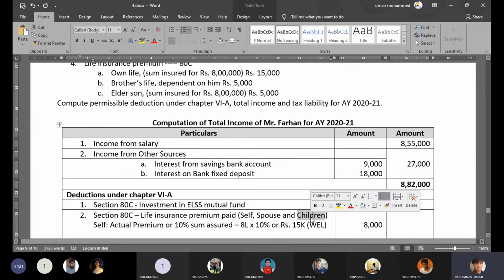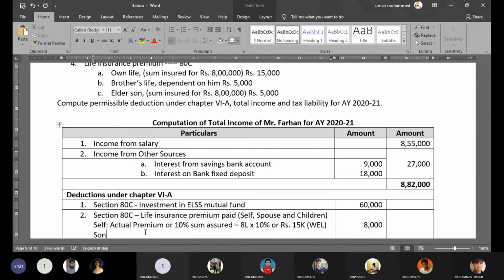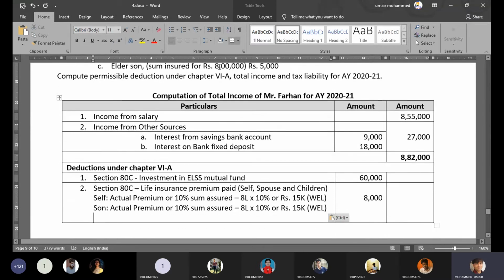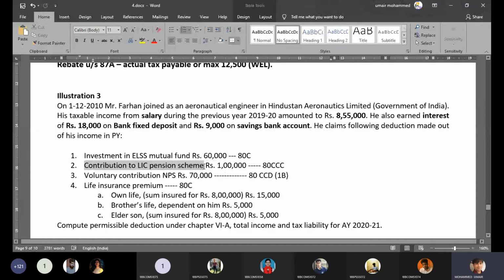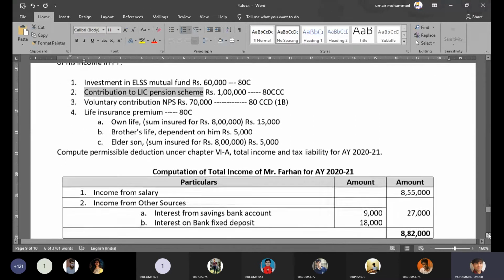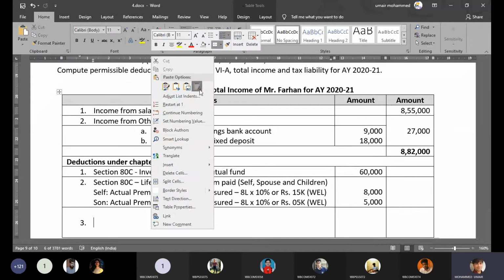Next, child is also eligible. So it's son. So same rule you apply: actual premium paid or 10% of sum assured, whichever is less. So the sum assured for son is also 8 lakhs, but the premium paid is less. So here what will come is 5,000. So we are done with 80C. Next, we will go to the other sections. The next section is 80CCC, which is contribution to LIC pension scheme. So let's write contribution to LIC pension scheme, 1 lakh rupees.